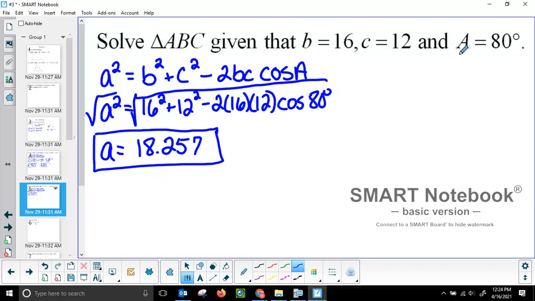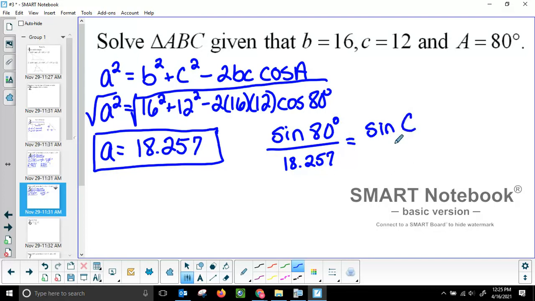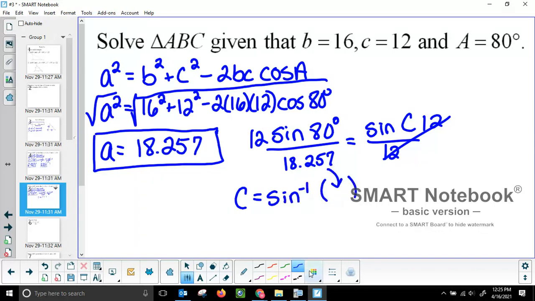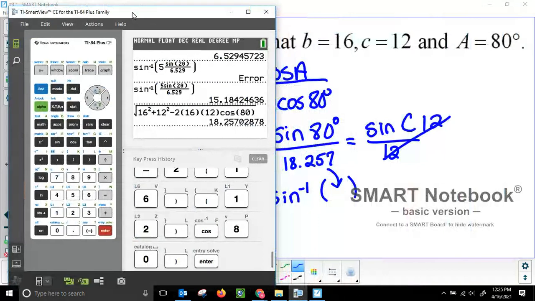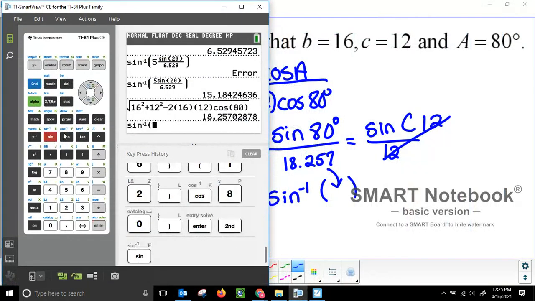All right, so I will go ahead and use sine of A over A equals sine of C over C. So sine of 80 over 18.257, of course, is equal to sine of angle C over 12. Again, we just multiply both sides by 12, and then to solve for C, we would just do the inverse sine of all of this stuff.